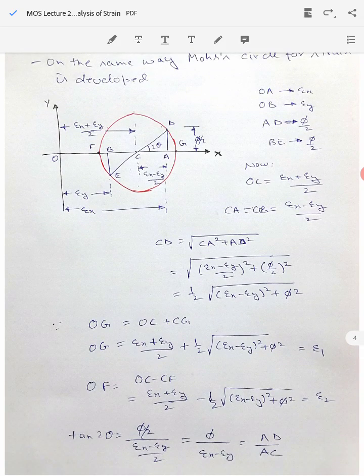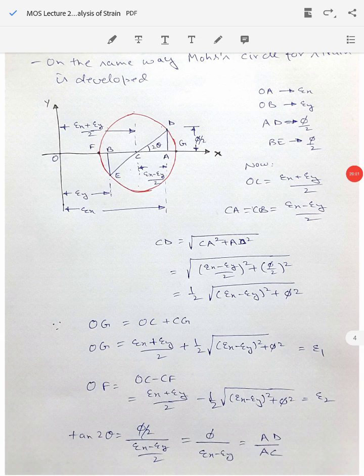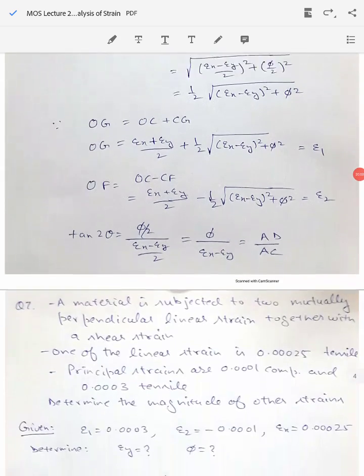And the tangent of 2 theta that we obtained from the triangle CAD will be given as AD by AC, because AD is equal to phi by 2 and AC is equal to (epsilon x minus epsilon y) by 2. So that gives you tangent of 2 theta equal to phi divided by (epsilon x minus epsilon y). That is our actual formula for tangent of 2 theta. So by this Mohr circle method, we can again determine the value of principal strains and their angle.